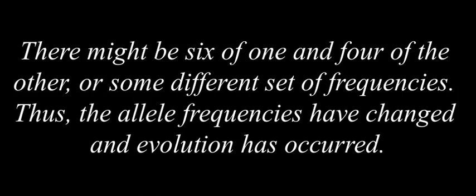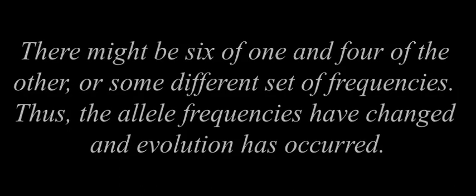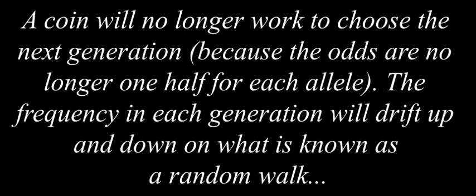There might be 6 of one and 4 of the other, or some different set of frequencies. Thus, the allele frequencies have changed and evolution has occurred. A coin will no longer work to choose the next generation because the odds are no longer half for each allele.